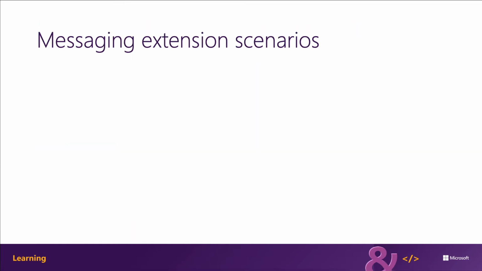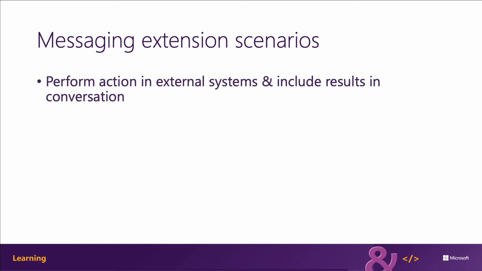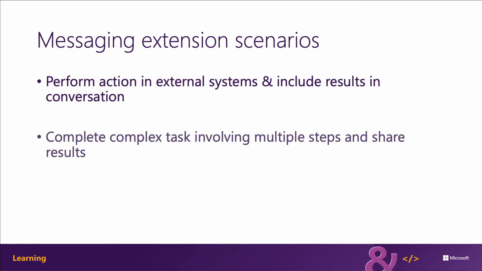So what kind of scenarios do messaging extensions enable? Well, one example is that a user needs to do an action in an external system and have the results added to the conversation. For example, when two employees are chatting about a customer issue, it can be helpful if the customer's history or issue details are added to the conversation timeline from data in an external bug tracking or CRM system.